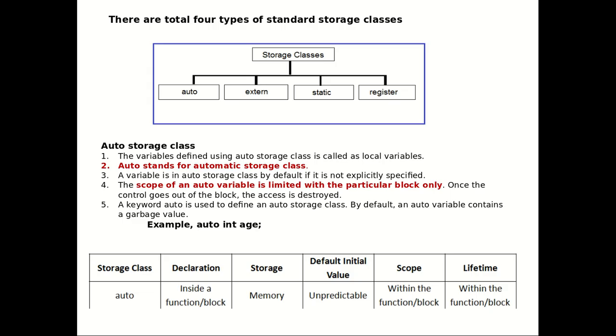The storage classes are divided into four types here. They are auto, extern, static, and register. So let us look into them one by one.